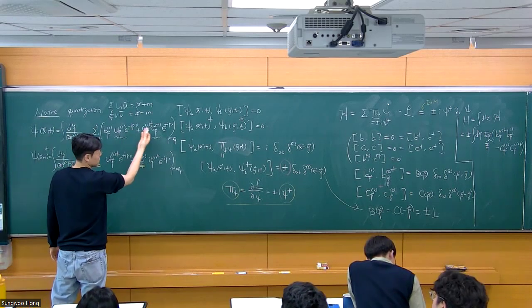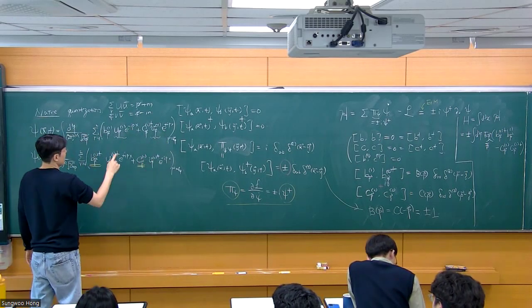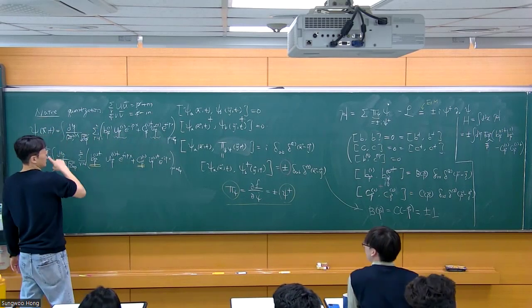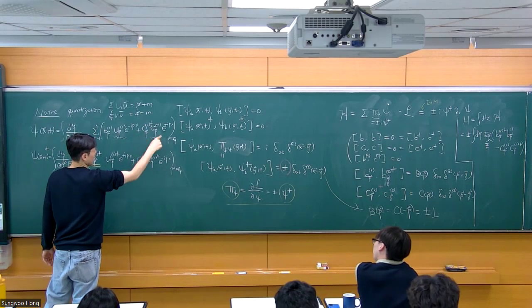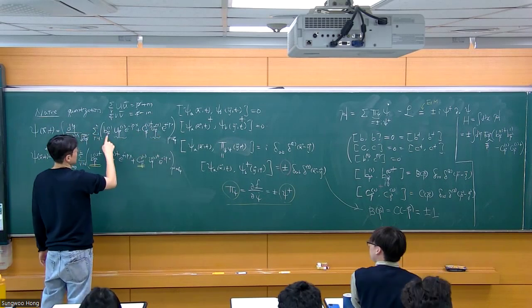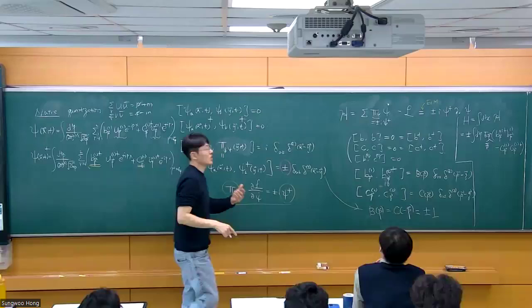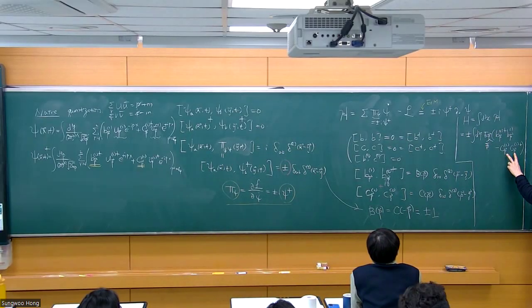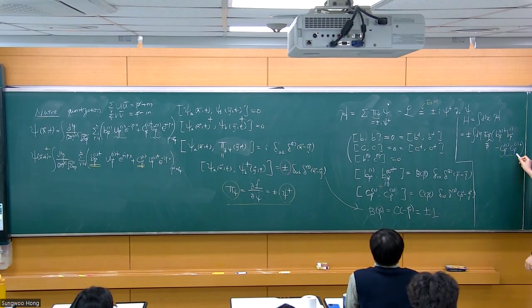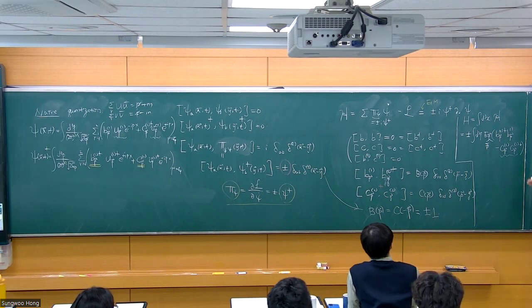Because this is positive frequency mode, this is negative frequency mode. What that means is that this quantum field can annihilate a particle and it can create an antiparticle. What it means is that B dagger B will count the number of excited particles. And on the other hand, the C dagger C, which is not quite there yet, will count the number of antiparticle excitations.